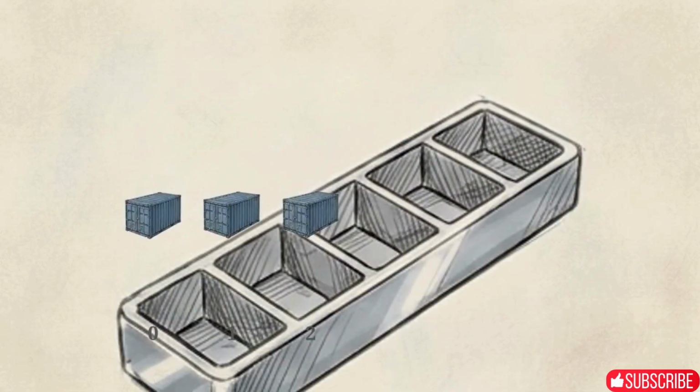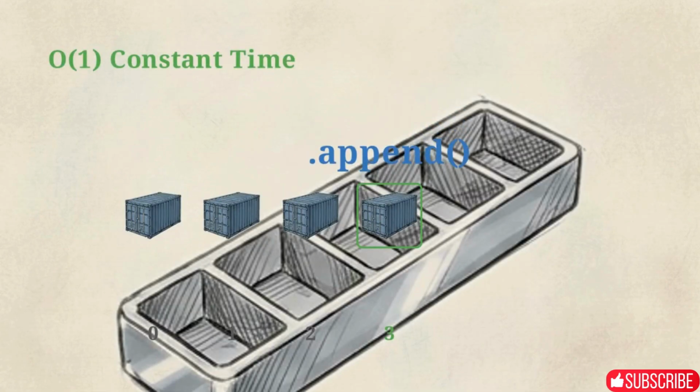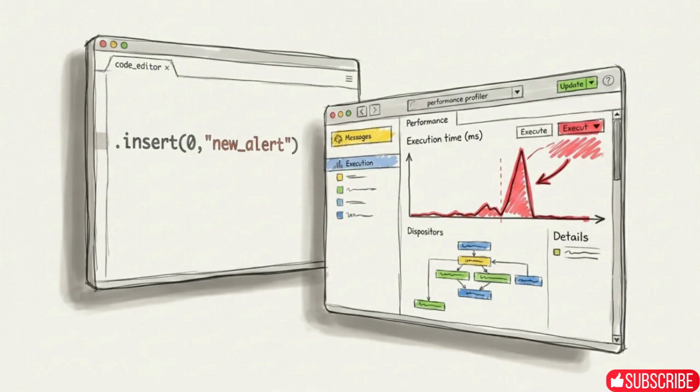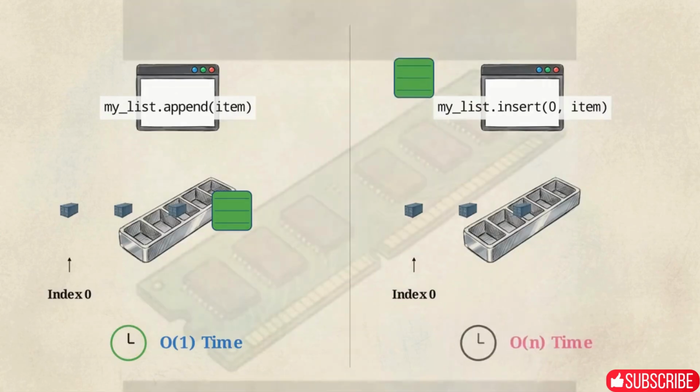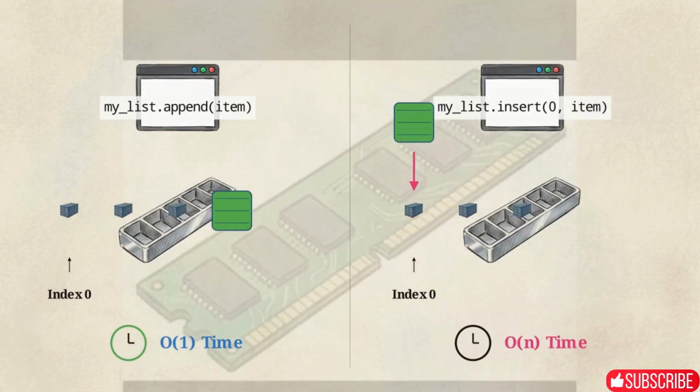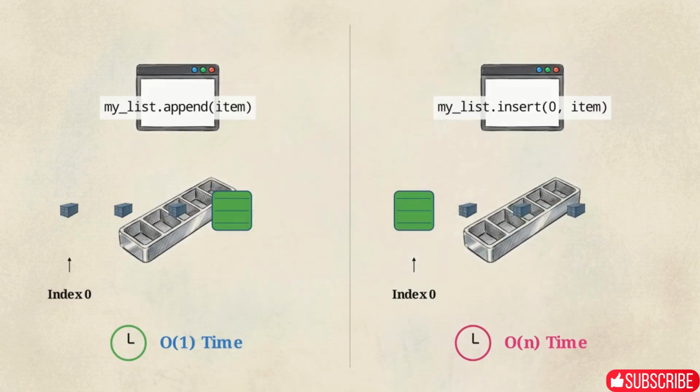To add an item to an existing list, the append method drops the new item at the very end of the collection. However, there is a performance cost associated with placing an item at the beginning of a list. For that, you would use the insert method at index 0. Compare these two methods. The appended item snaps into the empty space at the end, but inserting at the front forces every subsequent element to shift one space to the right to make room. This takes O(n) time.